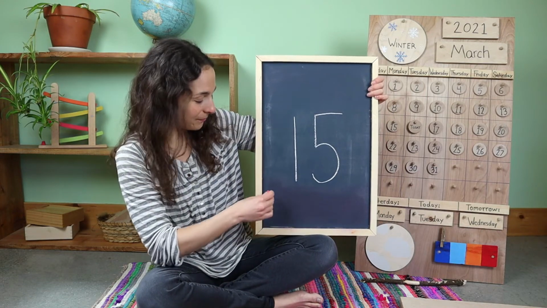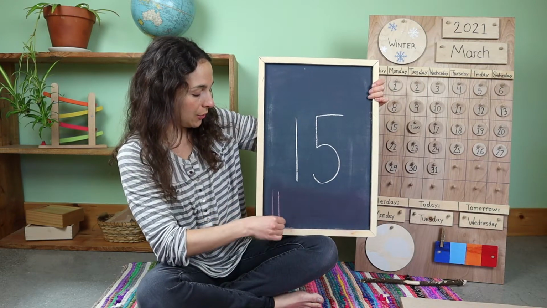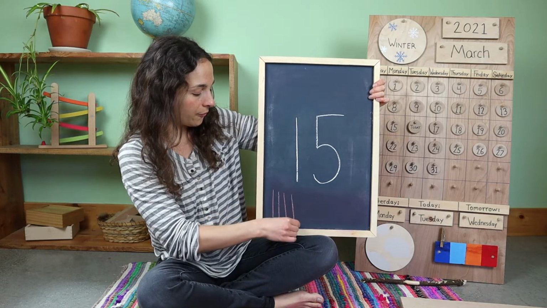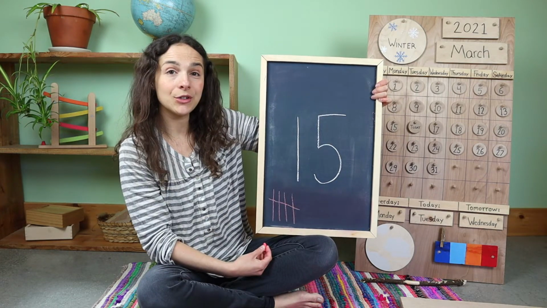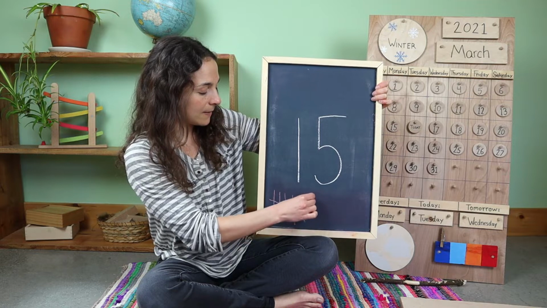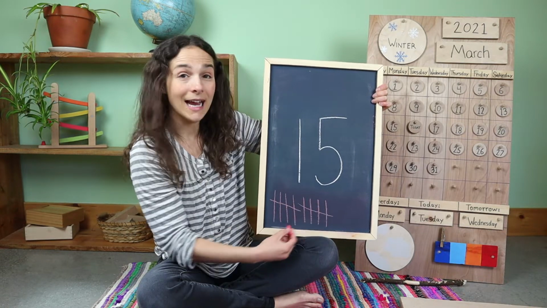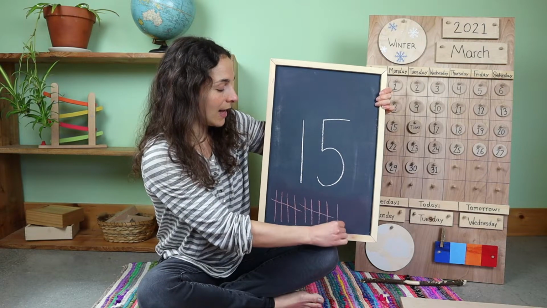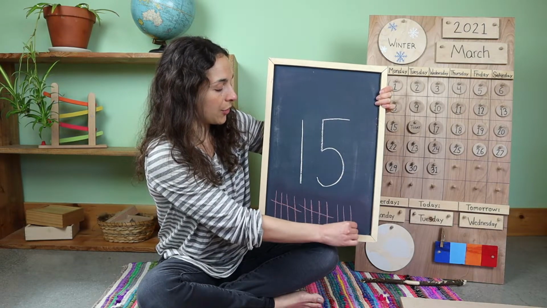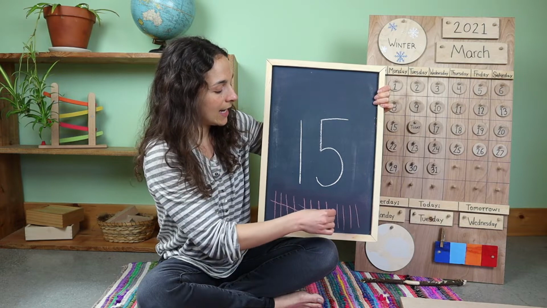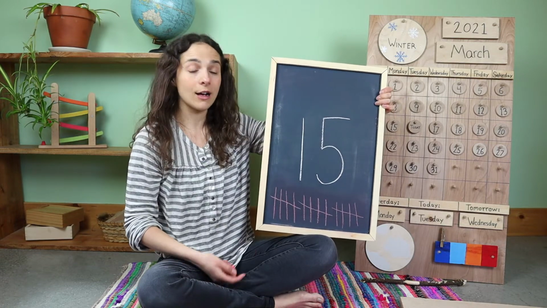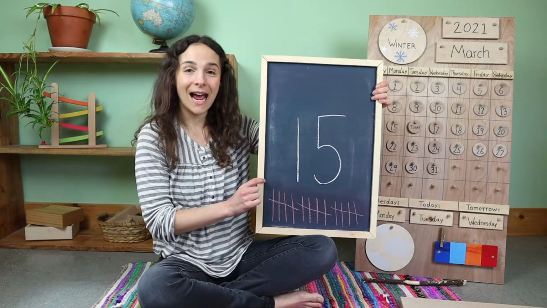Here we go. 1, 2, 3, 4, 5 goes across, 6, 7, 8, 9, 10 goes across, 11, 12, 13, 14, and 15 goes across. 15 tally marks.